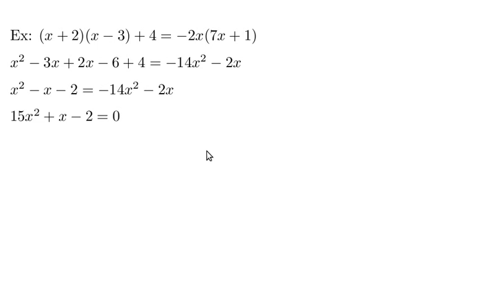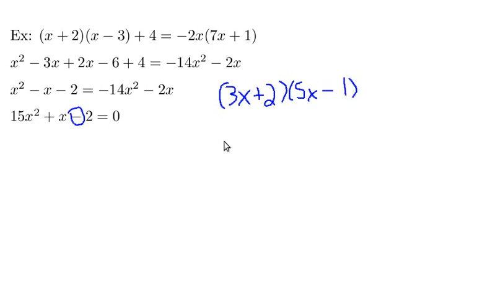Now, we could do factor by grouping if we wanted to. That would work just fine, but it's a little bit more straightforward, a little bit easier to try guess and check. So, what two numbers multiply to make 15? Well, let's try 3x and 5x. And we have a negative on the right side, so there's going to be one plus and one minus. So, what two numbers multiply to make 2? Well, 2 and minus 1.